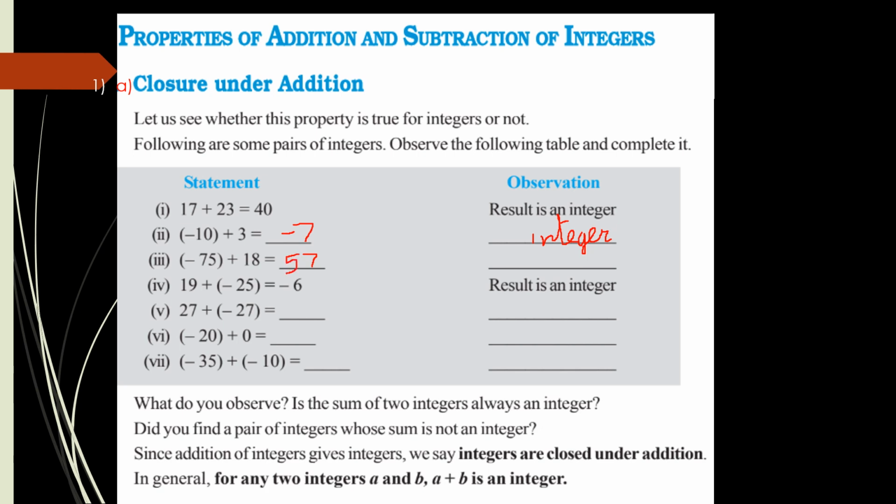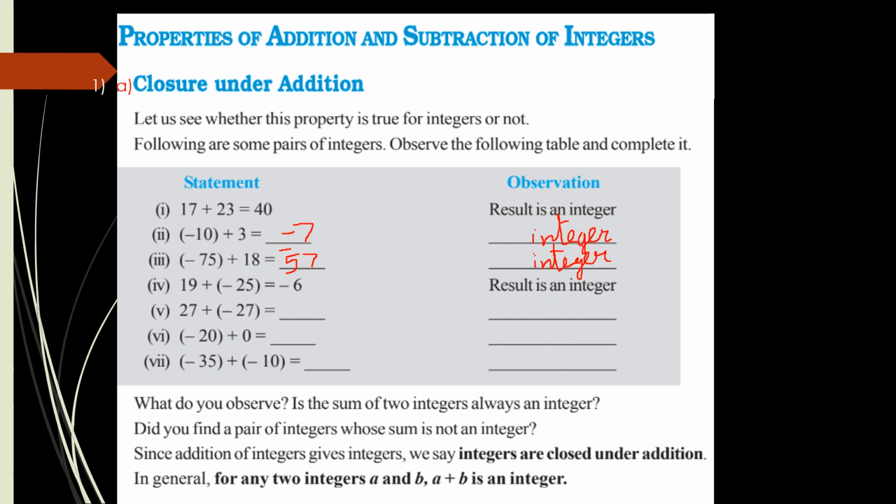Subtract yourself, don't copy the answer from here. You can do it yourself. And which is the greater number? 75, and again the sign is minus. So the answer is minus 57. Again it is an integer, right? So write in the textbook, it is an integer. Like this you can check the remaining.